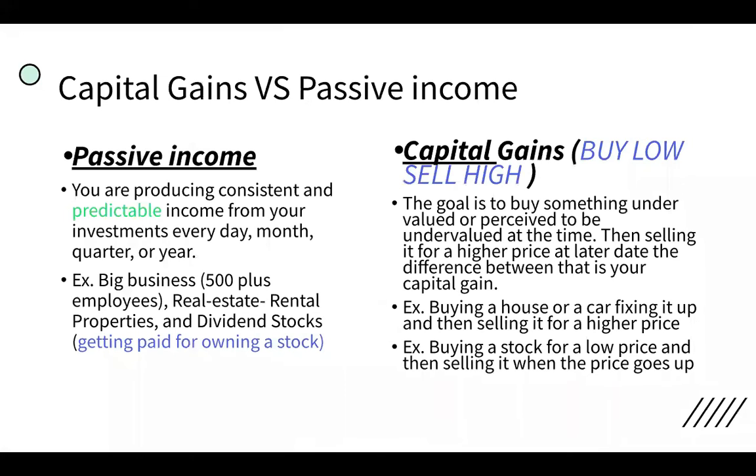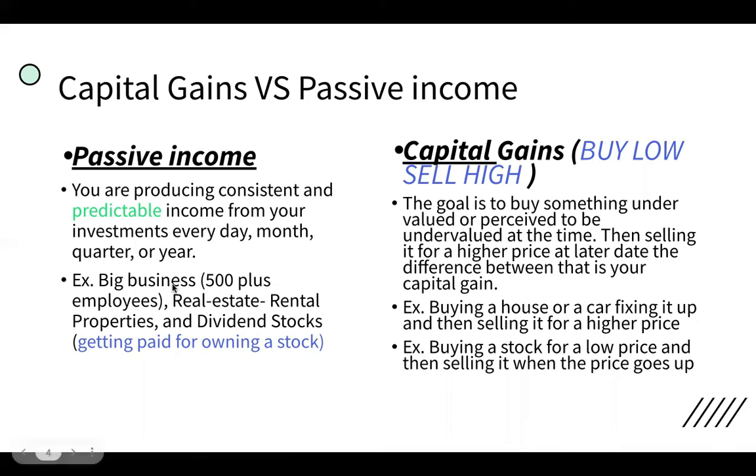So the next topic we're going to go over is capital gains versus passive income. Capital gains and passive income are the two different ways to make a return on an investment. We briefly went over passive income in the last PowerPoint, and basically, passive income is income produced with minimal labor. As you can see, the definition I have here is you are producing consistent and predictable, predictable being the key word, income from your investments every day, every month, quarter, or year.